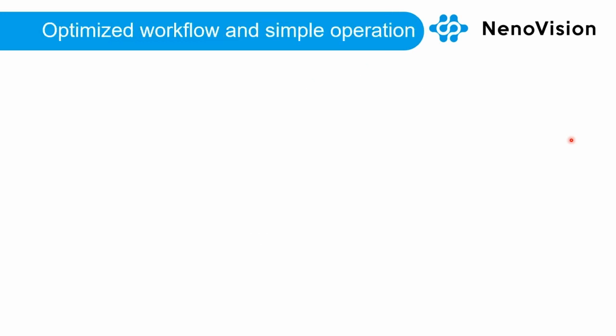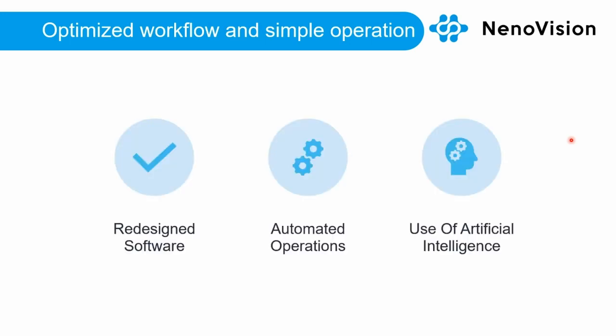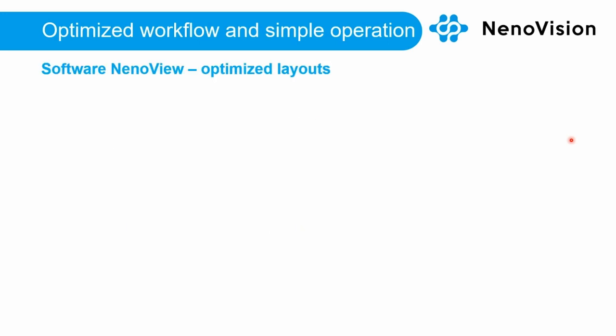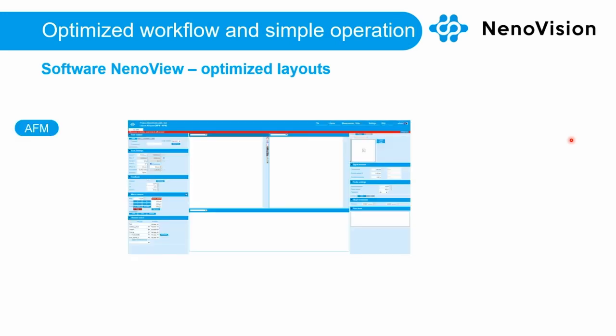As I discussed, we have optimized workflow and simplified operation, and I would like to show it on a few examples. We have redesigned the software, we automated operations, and we also use AI to enable advanced data processing. So when we talk about our optimized software, NanoView, we have prepared a specific layout and workflow for individual techniques.